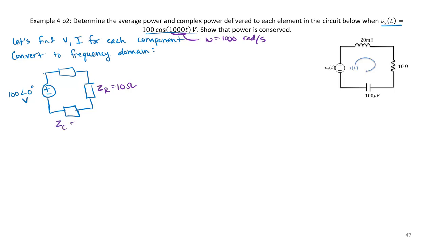But down below, we know the impedance of our capacitor is 1 over j omega c, or 1 over j times 1,000 times 100 times 10 to the minus 6 farads. That gives us negative J10 ohms. Finally, our inductor is equal to J omega L. We determine that impedance will be 1,000 times 20 millihenries. This gives us plus J20 ohms. So now we have everyone in frequency domain.